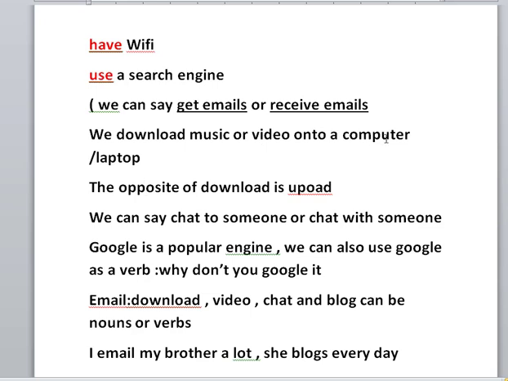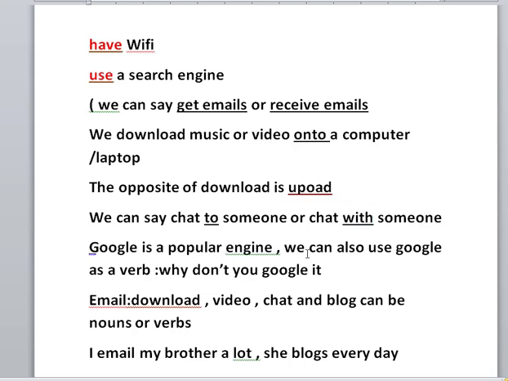We download music or video onto a computer, or you can say onto a laptop. The opposite of download is upload. We can say chat to someone or chat with someone.